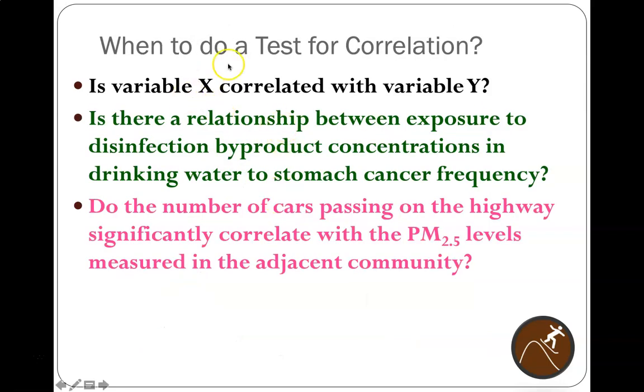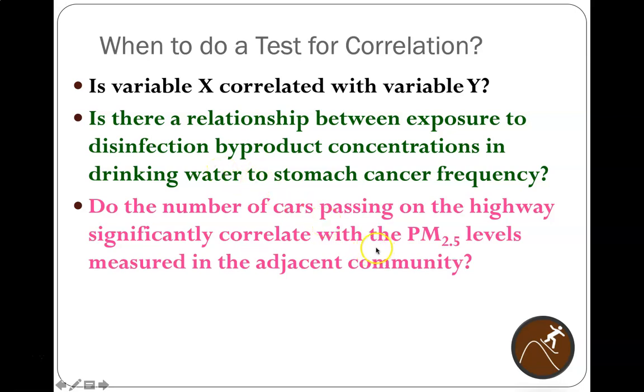So when do we do a test for correlation? Well, you might be interested in seeing if X is related to Y. It could be something like the amount of a particular chemical in the water, and you have a bunch of water samples, and you also have county level data on stomach cancer frequency, and you want to see, are they correlated? Doesn't mean they're causal.